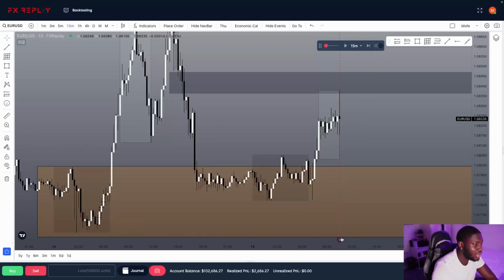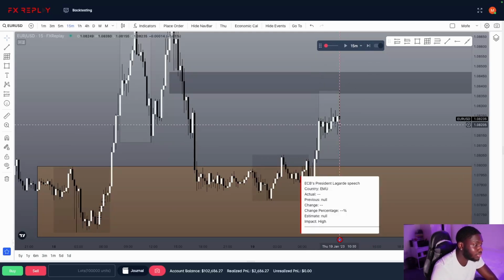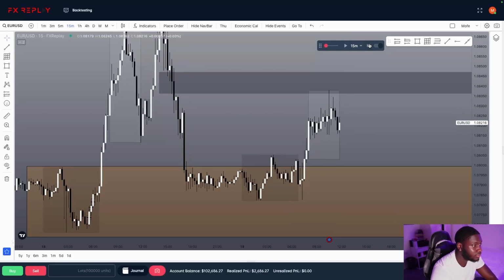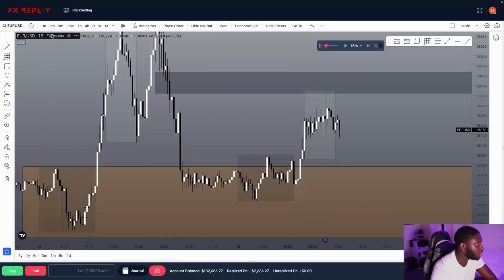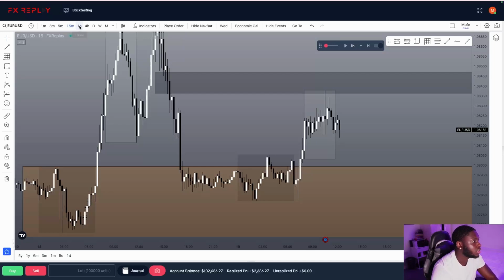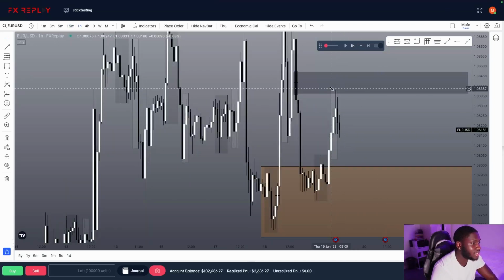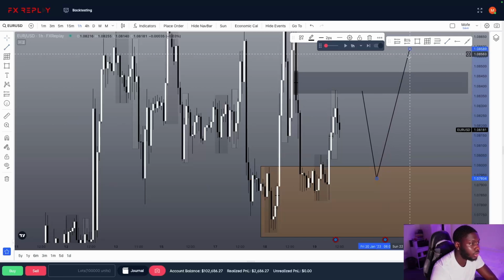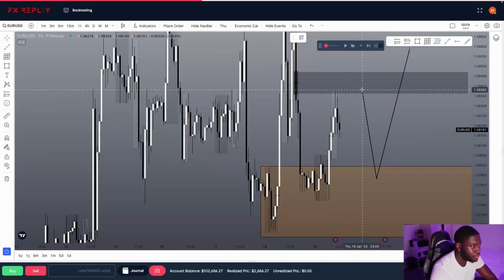Not really a lot happened, just sideways, especially on the M15. There's a speech at 10. Let's see what that does to the market. Absolutely nothing. Now price has touched this hourly fair value gap and given us a nice rejection off of it. So I could see price doing something like this, shooting down back into this area before we see a push up, or just completely bursting down through the zone.